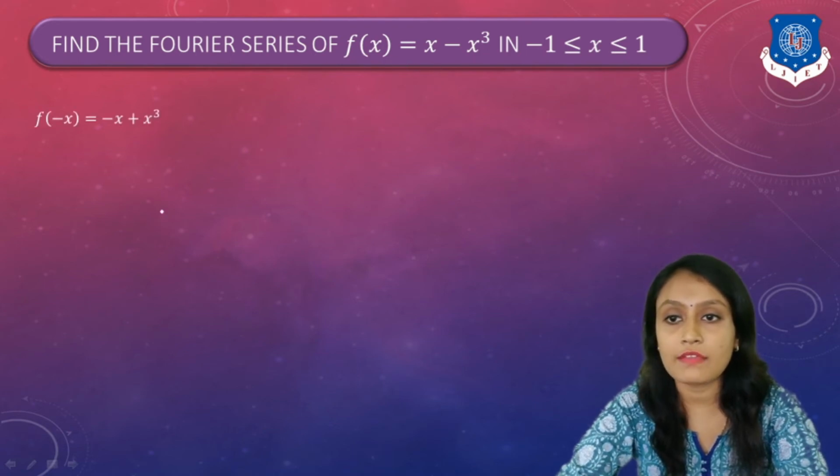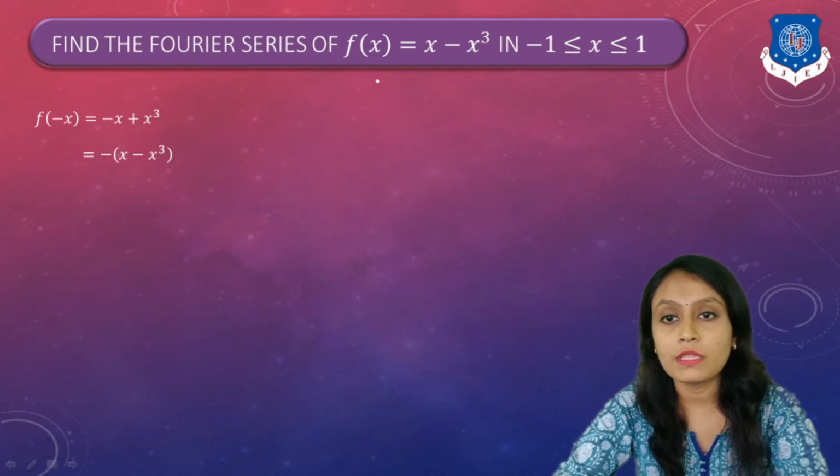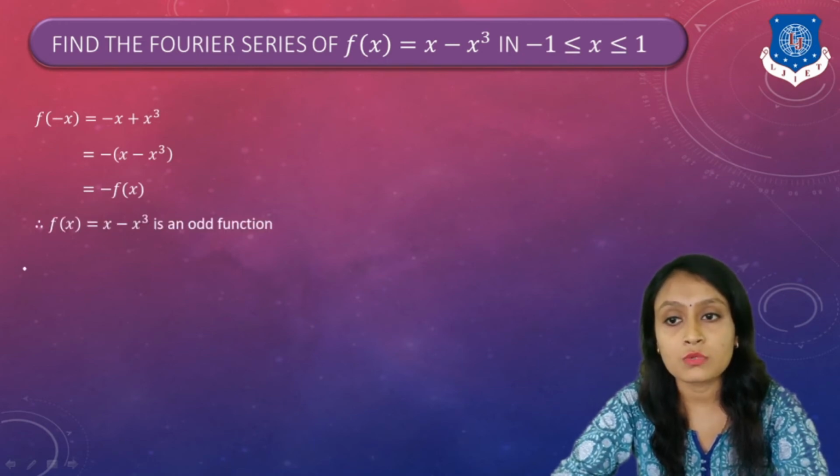First we will check whether this function is odd or even. For that write down f of minus x. So f of minus x is what? Minus x plus x cube. Take minus common, so here you have x minus x cube, that is the function f(x). So this is equal to minus of f(x). So we have f of minus x is equal to minus f(x), so the function f(x) is an odd function.